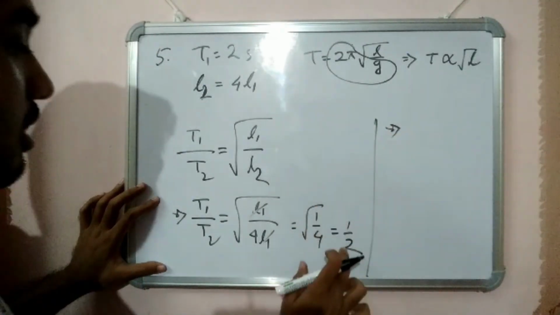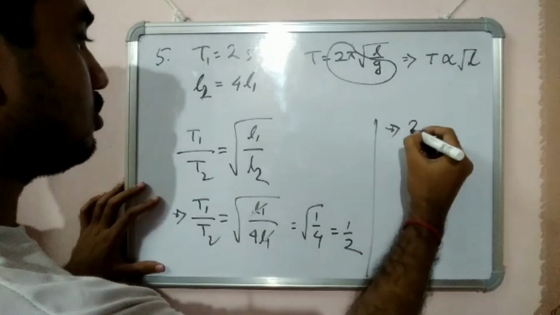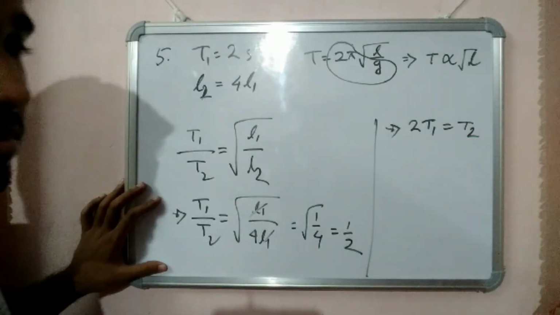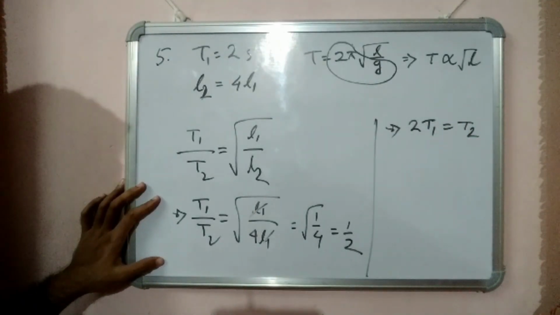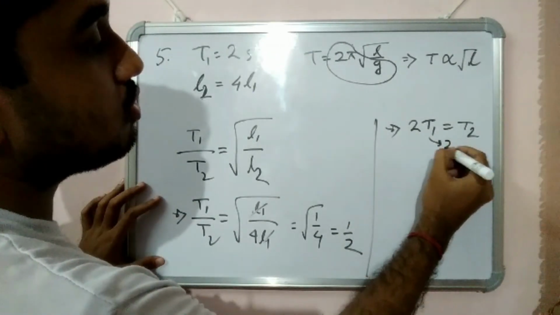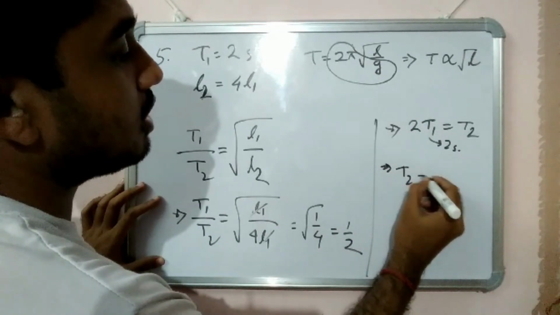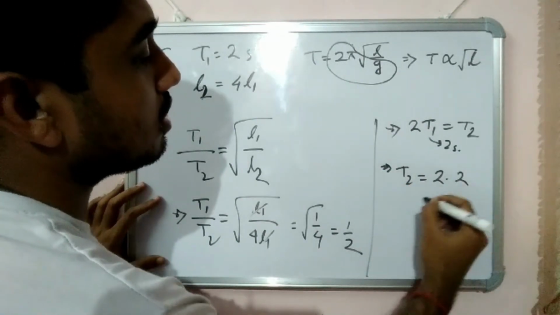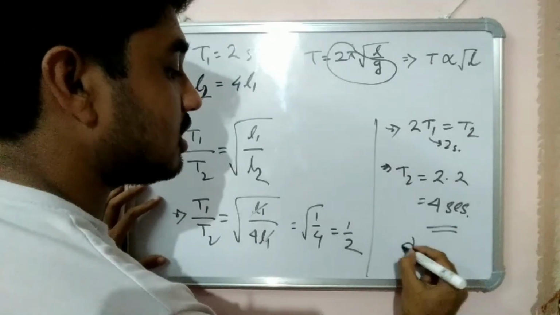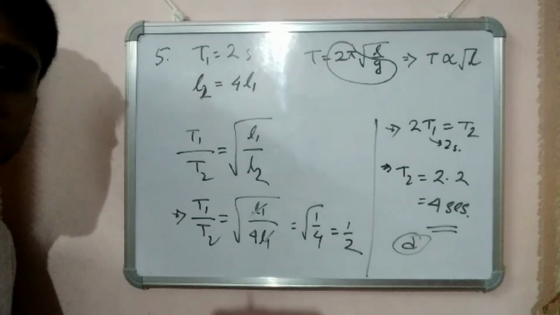So by cross multiplying, 2T1 is equal to T2. So as T1 is equal to 2 seconds, T2 will be 2 cross 2 is equal to 4 seconds, and the option D is correct in this case.